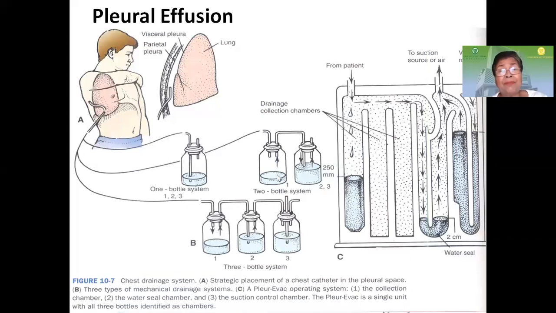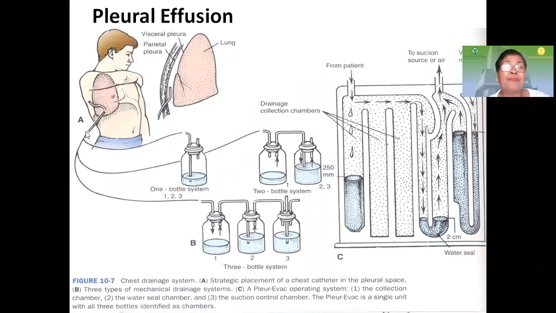Two-way, pag two-bottle, this is the drainage bottle. This is the water sealed bottle, or even the suction bottle. Pag three bottle system, label the bottles. One, drainage bottle. Pangalawa, sa gitna, water sealed bottle. Pangatlo, suction bottle, which is connected to suction apparatus, suction unit.